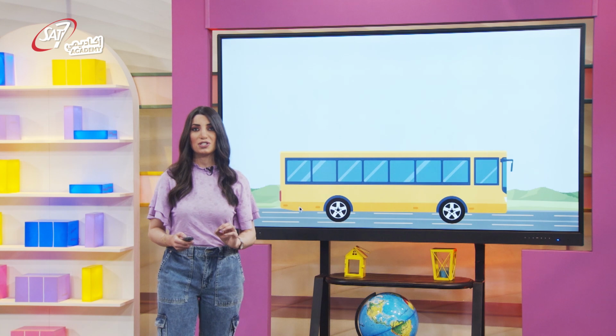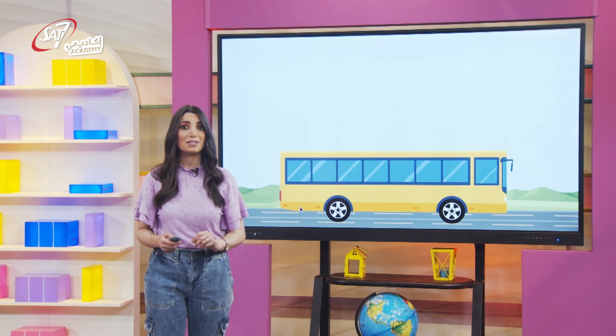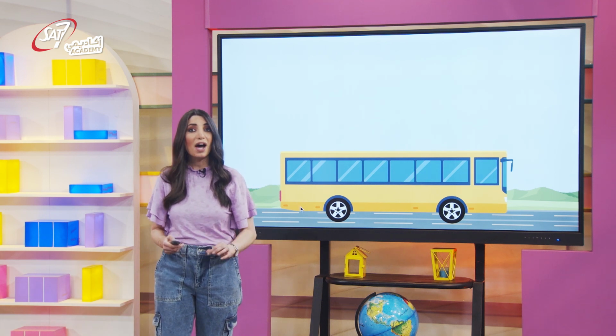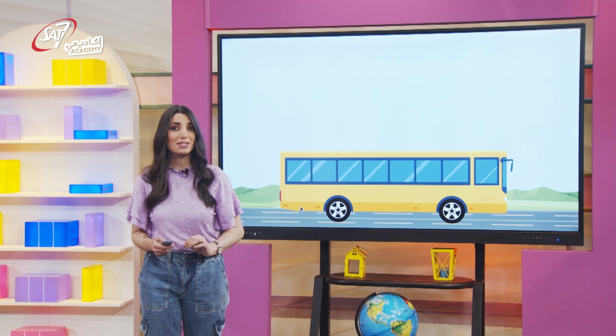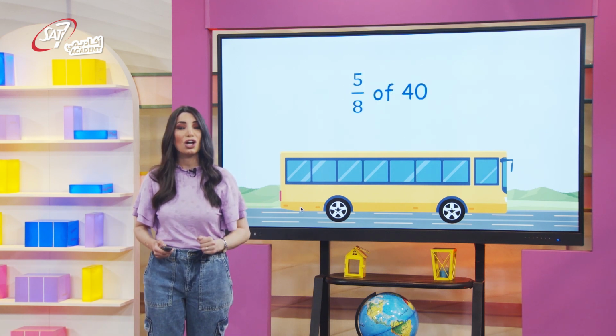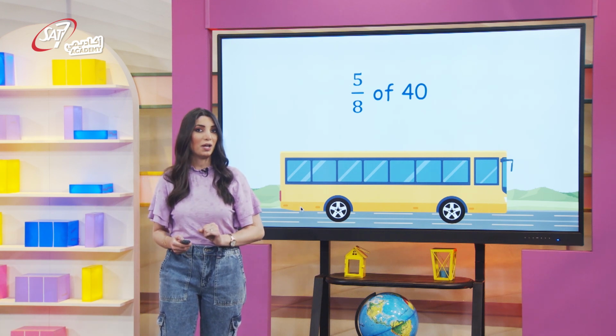40 passengers rode the bus, and 5/8 were students. What was the number of students on that bus? 5/8 were students, meaning 5/8. Try to calculate this on your own. Remember, we divide, then multiply.